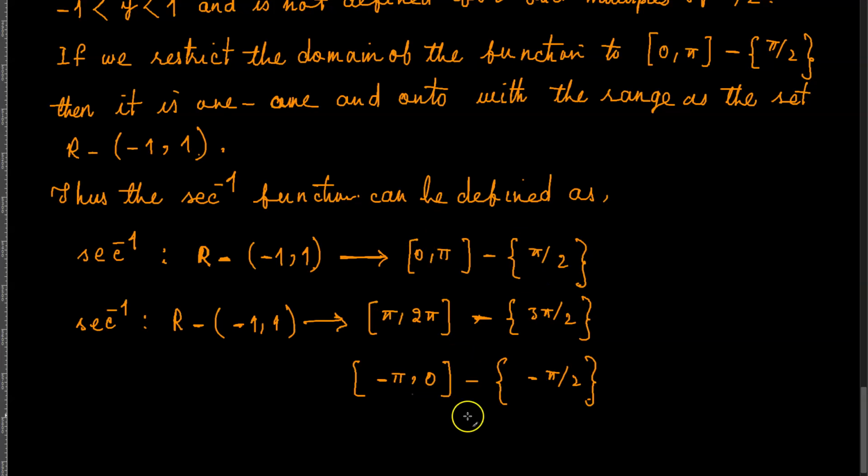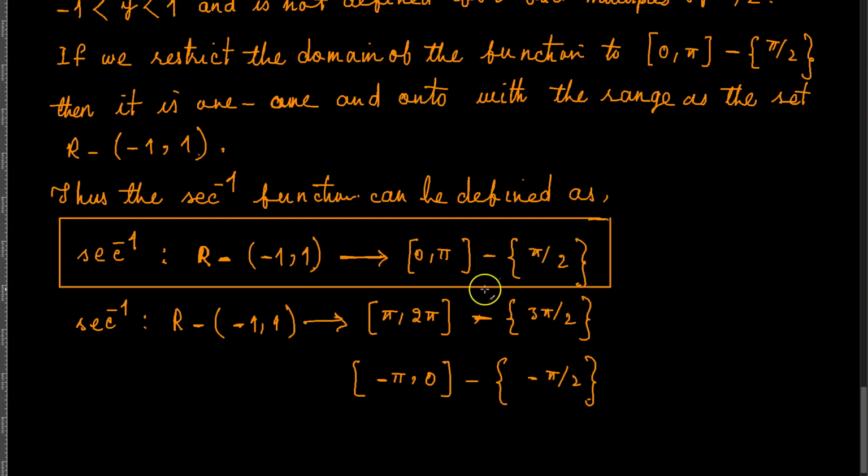And then corresponding to each of these intervals, we will get different branches of the function secant inverse x, and the branch that comes with this particular interval, 0 to pi minus pi by 2, is called the principal value branch of the function secant inverse.